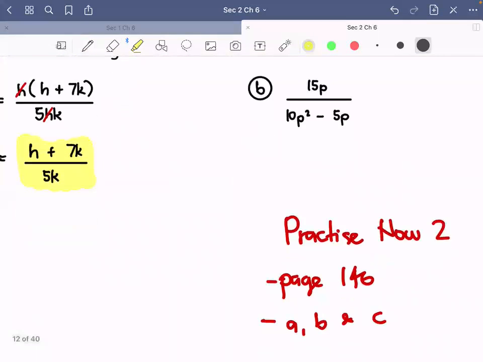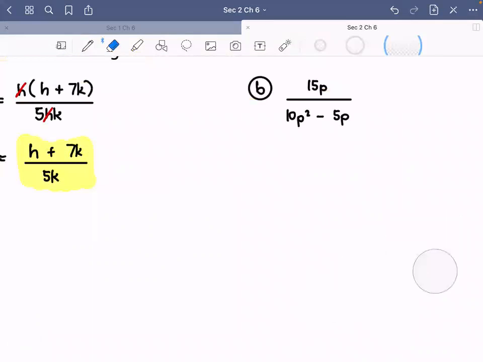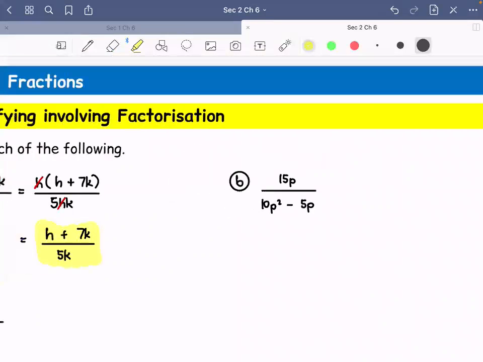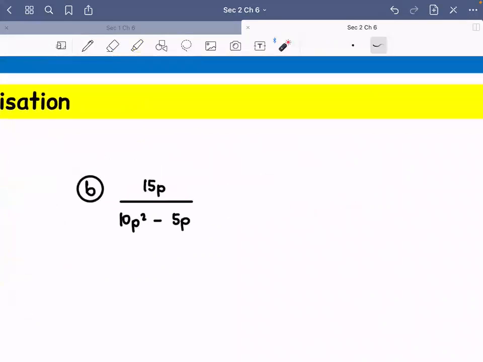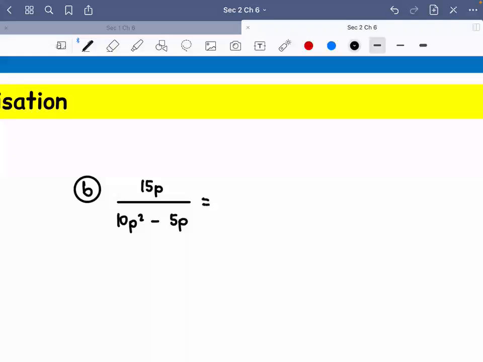Now, how about for letter B? For letter B, it's basically the same as letter A. It's just that your expression is in the denominator. So it works the same way. So basically, I'll just rewrite 15p and then factorize 10p squared minus 5p.